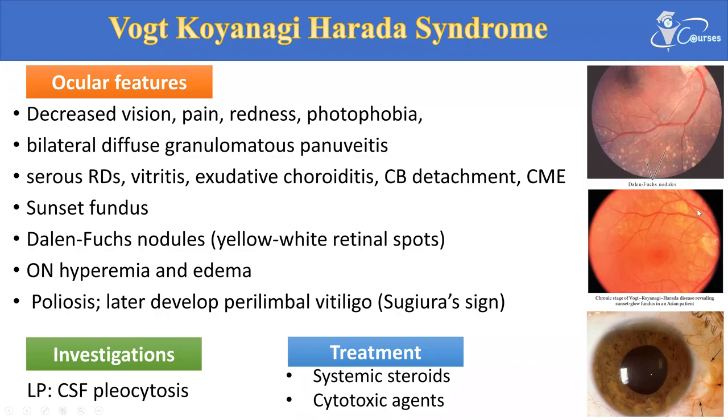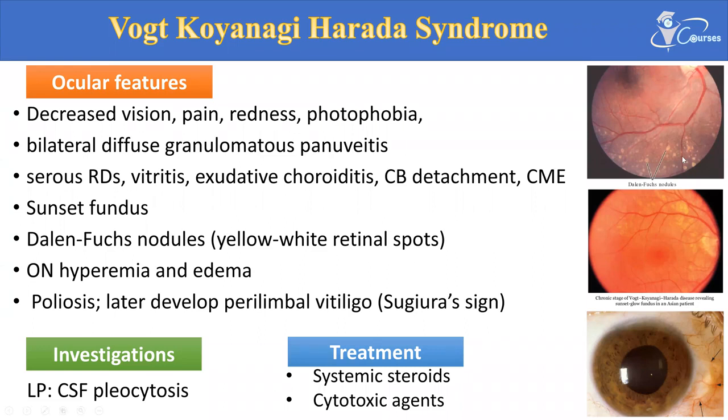You see this depigmentation due to affection of the RPE. It will result in sunset glow fundus. Also, there will be some granulomas called the Dalen-Fuchs nodules, which appear as yellowish white retinal spots, but usually this is a late finding, so don't depend on it for diagnosis.